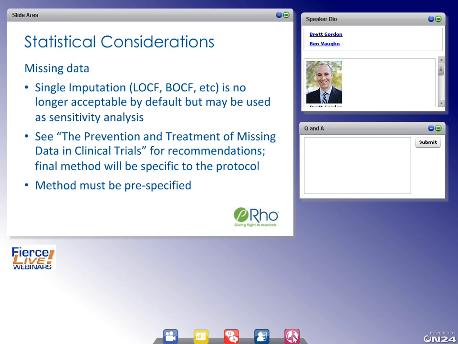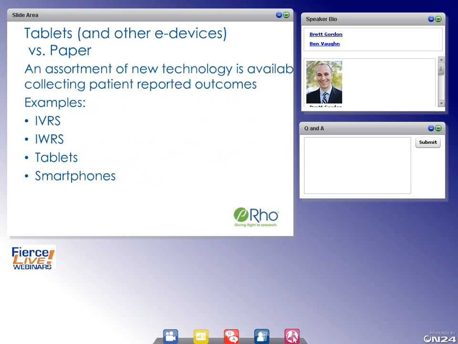Okay, so we're going to move on to tablets and e-devices versus paper. And so there's been a lot of new technology and a lot of interest in this. Some examples are voice response systems, using the web to respond, tablets both in clinic and at home, and just having smartphone apps where the patients are able to report their pain intensities. This is great for daily type of data, but there are advantages and disadvantages.